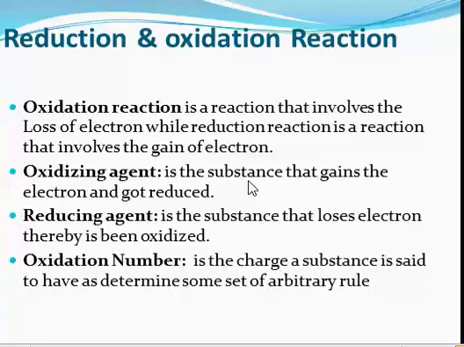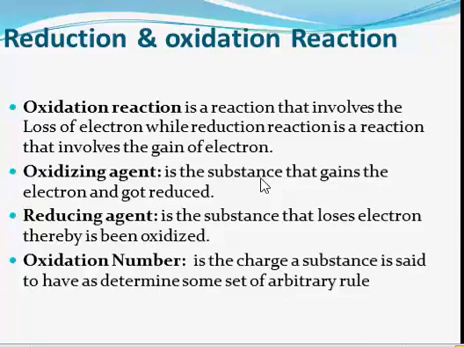So the topic before us now is reduction and oxidation reactions. This is abbreviated as redox reaction. Now we're going to start with oxidation reaction. We're going to start by defining oxidation reaction.